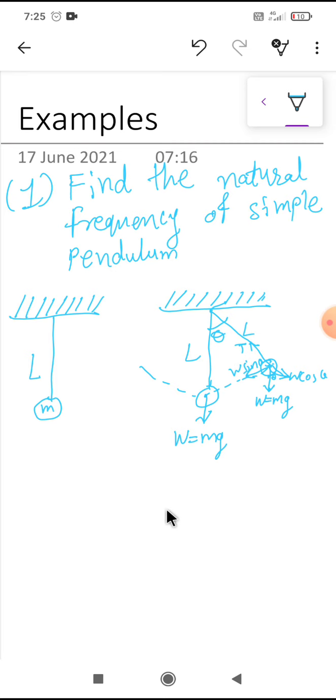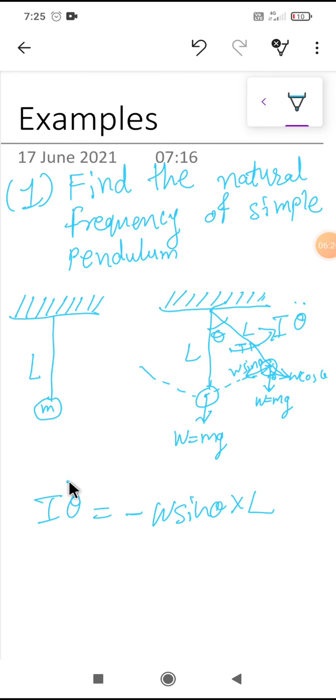That couple will be W sin theta into the distance between them, that is L. So W sin theta into L. Suppose I am taking it with a negative sign. To balance this couple, there must be another couple. It is the inertia couple. That couple I am saying is I into theta double dot.